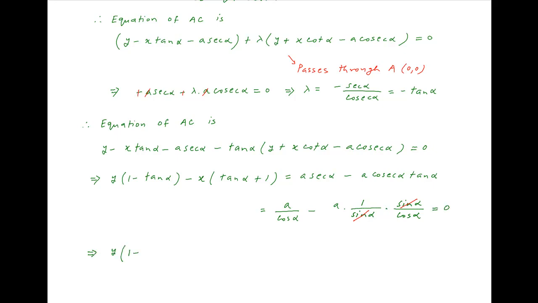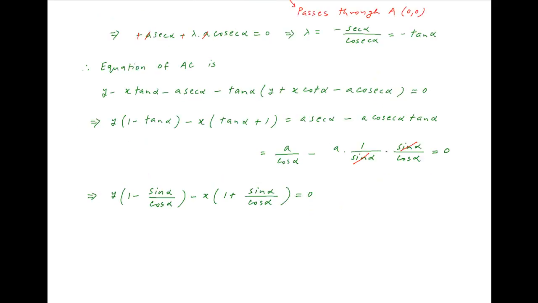Therefore, the equation of the diagonal AC is y(1 − sin α/cos α) − x(1 + sin α/cos α) = 0, which can be written as y(cos α − sin α) = x(sin α + cos α).